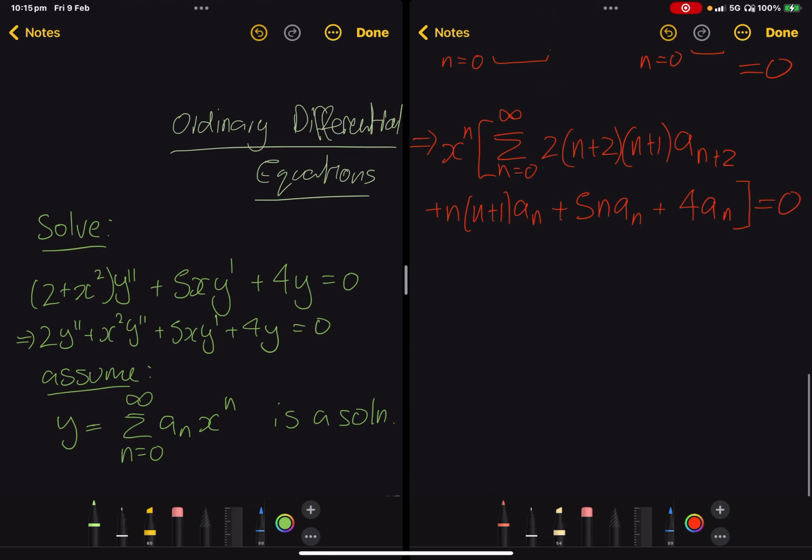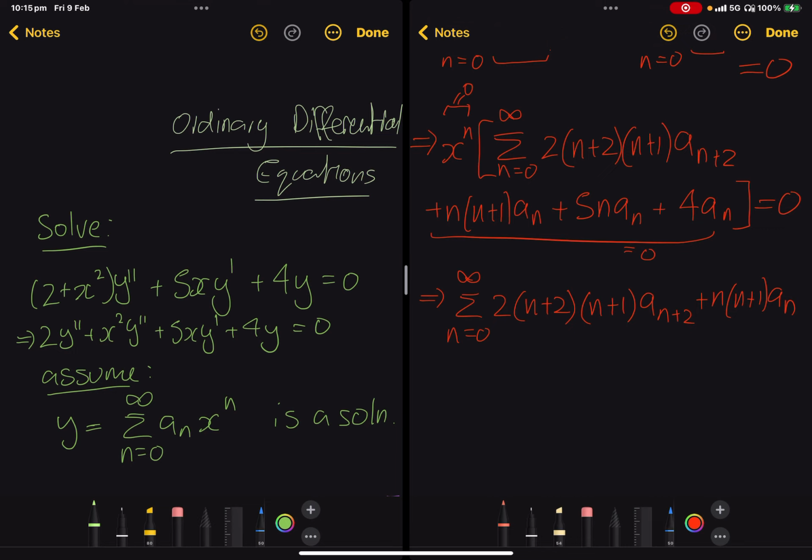Now, this is either true when x to the n is 0. It's possible that this could be 0 and this would make this true. It's also true when everything in the brackets is equal to 0. And we're going to set everything in the brackets equal to 0. So we're going to say, therefore, this implies that the sum from n equals 0 up to infinity of this whole thing, which is 2 times (n plus 2) times (n plus 1) times a subscript n plus 2, plus n times (n plus 1) times a subscript n, plus 5n times a subscript n, plus 4 a subscript n, is all equal to 0.